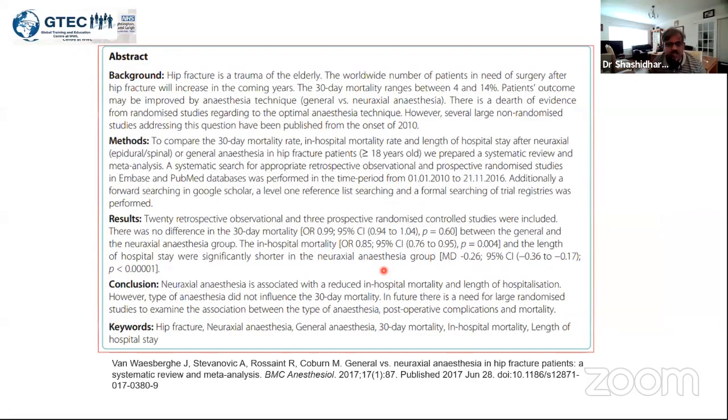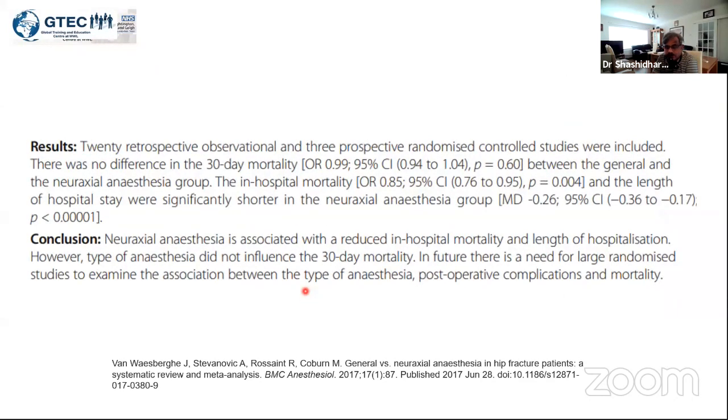Whether general anesthesia is harmful. So this is a study, again, another review. General versus neuraxial anesthesia in hip fracture patients. They looked at 30-day mortality. It was a meta-analysis. So they said neuraxial anesthesia is associated with reduced hospital mortality and length of hospitalization. However, the type of anesthesia did not influence the 30-day mortality. Again, in need of further studies.